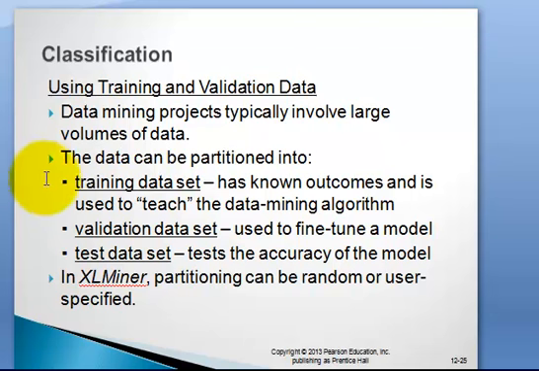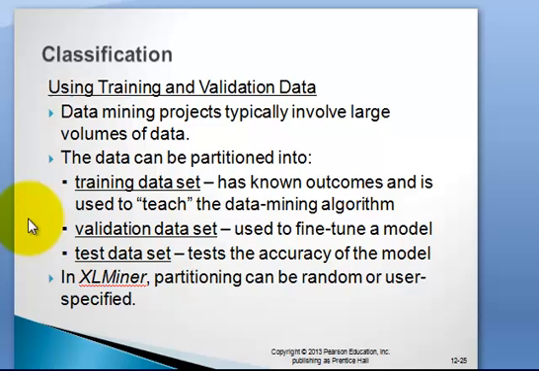So oftentimes with big data projects, the data will be partitioned. You'll take the data set and put some of it into a training data set, which you use to develop and teach or train the data mining algorithms. There's what's called a validation data set that you use to fine-tune your model. And then there's a test data set that you use to test the accuracy of the model. Sometimes people only use two of these, training and validation, or training and test. Sometimes they split it into all three.